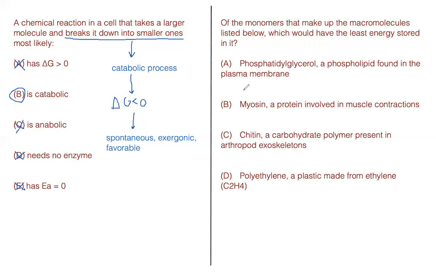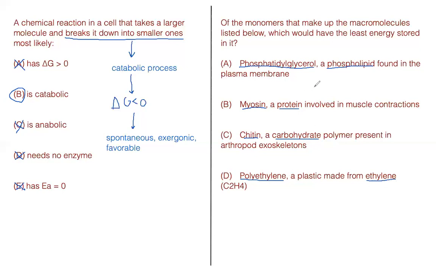Okay, so let's go ahead and look at the second one. This question is asking which of the monomers that make up the macromolecules below would have the least energy stored in it. So these macromolecules have monomers, and now let's try to figure out what they are. For one, we have phosphatidylglycerol, which is a phospholipid. We also have myosin, which is a protein. We have chitin, which is a carb polymer. And we have polyethylene, which makes up some plastics, made from ethylene.